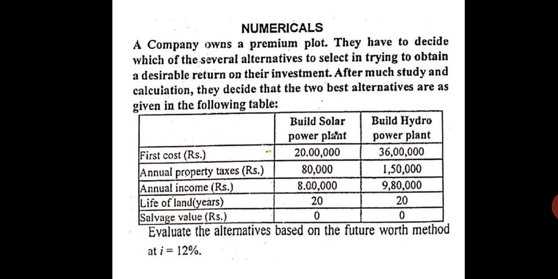The life of the equipment is 20 years for both the solar as well as the hydro power plant, and there is no scrap value. Now we have to find out where the person has to invest money. If he wants to invest 20 lakhs, he can set up a solar power plant. To build a hydro power plant, he has to invest 36 lakhs. So out of these options, which is the better option? This is calculated using the future worth method, and the interest rate is 12%.